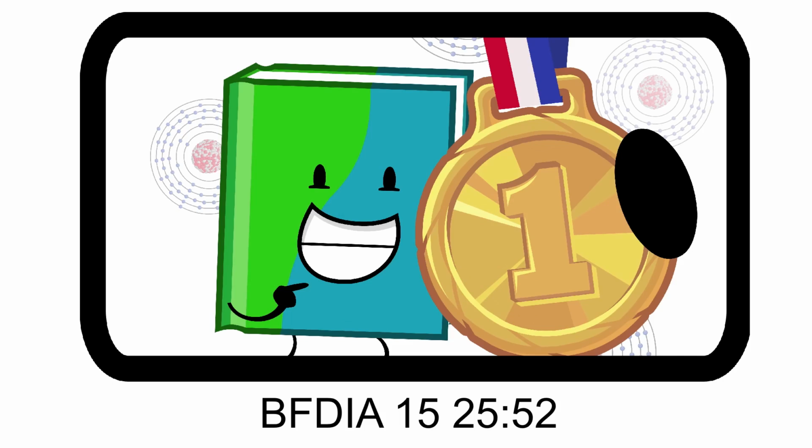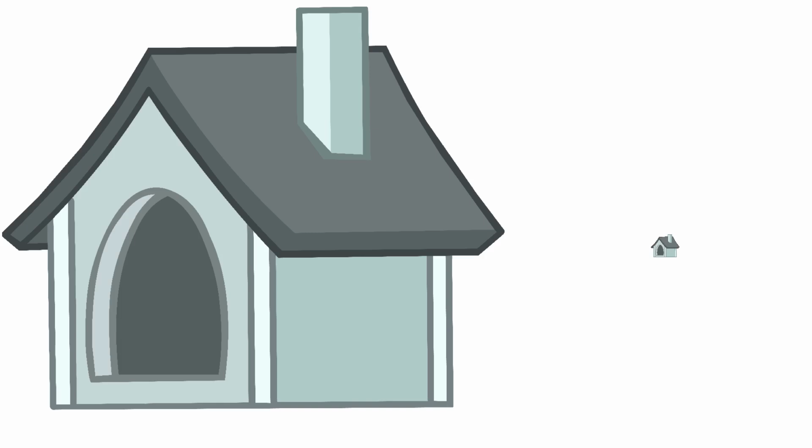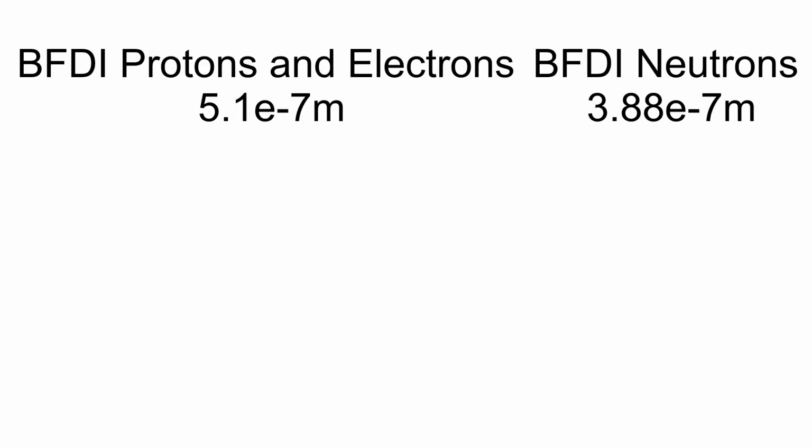This means that the shrink ray makes atoms smaller, so we need to account for that. By analyzing the video, we see that the birdhouse was shrunk by a factor of 17 times, so the unshrunk protons and electrons have a radius of 5.1 times 10 to the minus 7 meters, while neutrons have a radius of 3.88 times 10 to the minus 7 meters.